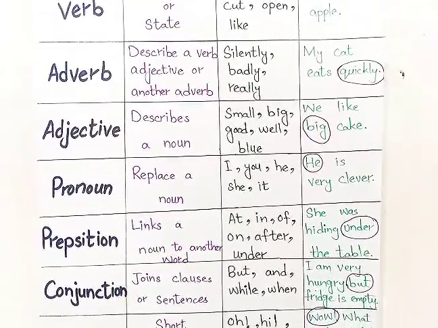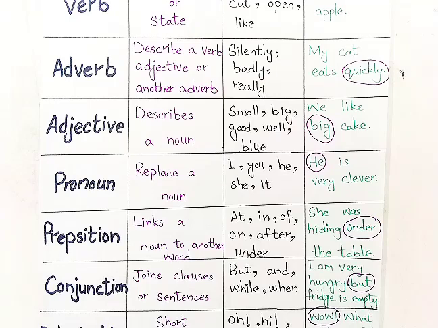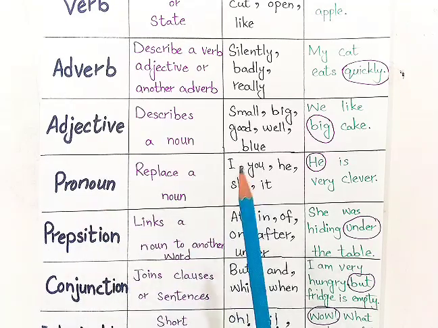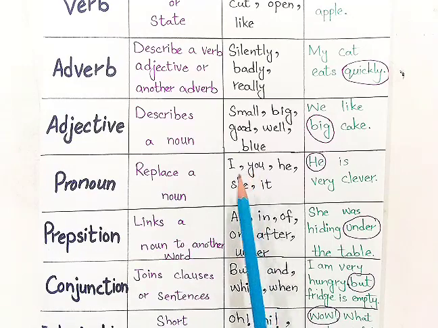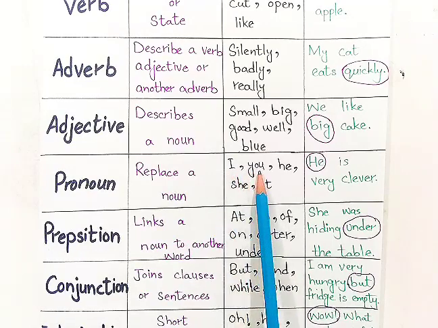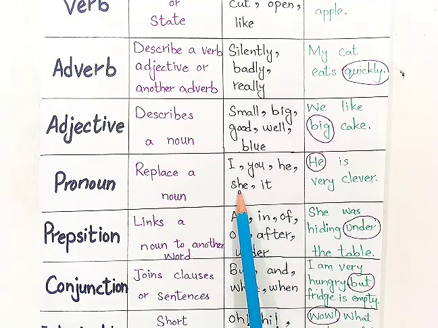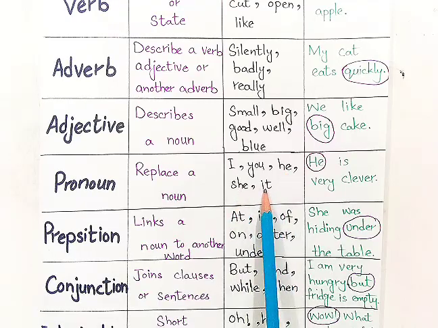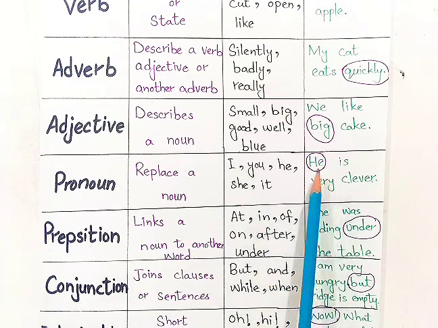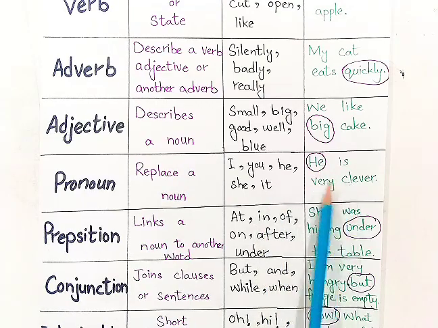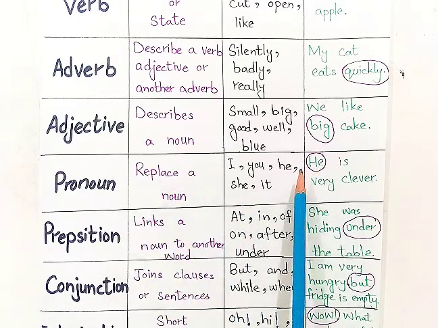Next we have pronoun. Well, the function of pronoun is that pronoun replaces a noun. Pronoun takes the place of a noun. Examples of pronoun are I, you, he, she, it. Sentence we have: he is very clever. Now the word he is a pronoun as pronoun takes the place of a noun.